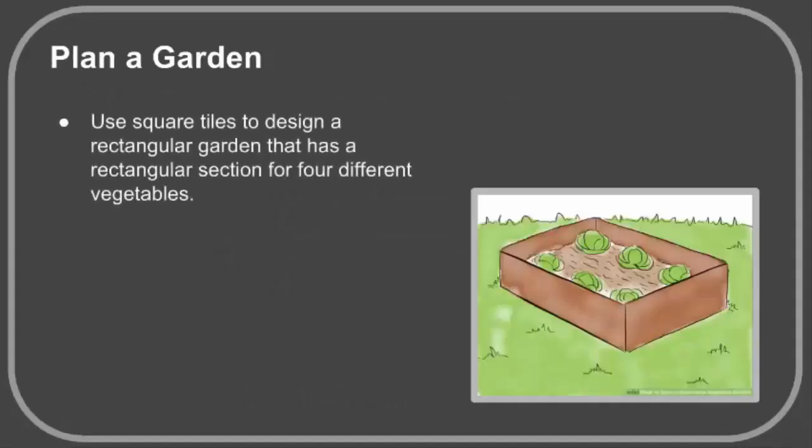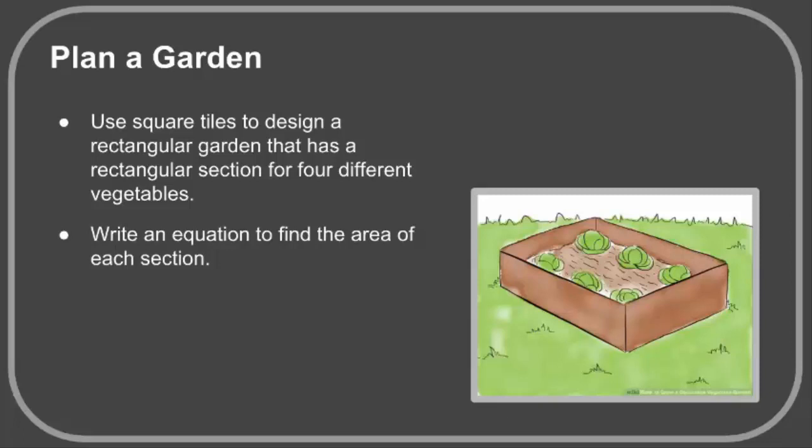When finding area, it is important to implement real-world tasks. In the Plan a Garden task, students were encouraged to use colored square tiles to design a rectangular garden that has a rectangular section for 4 different vegetables. Students can be given a required number of square units to use, or the task can be more open-ended with some limitations as to the overall size.